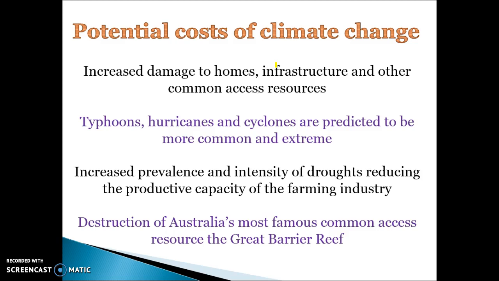The Great Barrier Reef is a key common access resource in Australia as well. So if you're talking about climate change, you can talk about the stable climate and the Great Barrier Reef, both examples of common access resources.